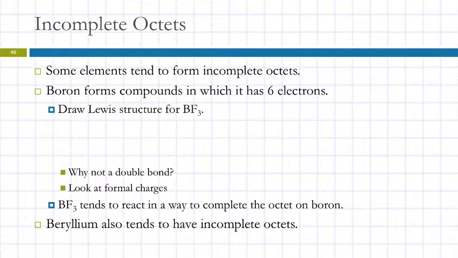Another type of violation of the octet rule is when you have an incomplete octet, less than 8 electrons, and there are some elements that do this. We already know about hydrogen. Hydrogen makes a duet, and we say that's because he's so small, he's in the first period, so we'll let him slide. There are a couple of other small atoms that also do less than 8 electrons. They tend to do 6, and boron is one of those.